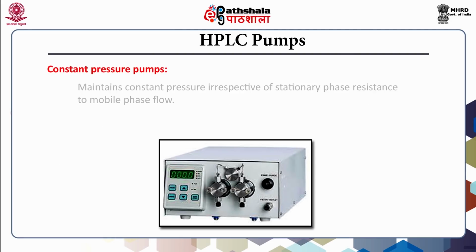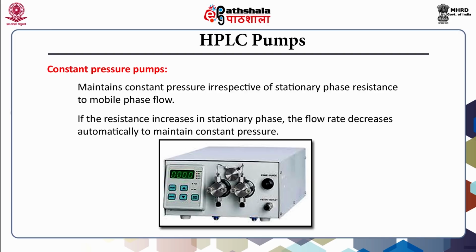Constant pressure pumps maintain constant pressure irrespective of the stationary phase resistance to mobile phase flow. If the resistance increases in the stationary phase, the flow rate will be decreased automatically to maintain the constant pressure. So, the main motto of this pump is to maintain constant pressure. Accordingly, the flow rate may change according to the pressure situation in the stationary phase.